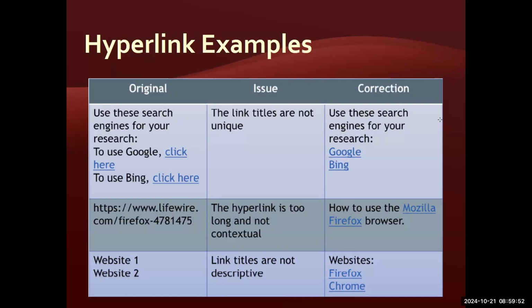And then we also have website 1, website 2. Well, the links aren't descriptive. The student has no idea where they're going when they're clicking on these links. So we can correct that by websites Firefox and Chrome. Gives a little bit of context to where the students would go when they are actually clicking on those links.